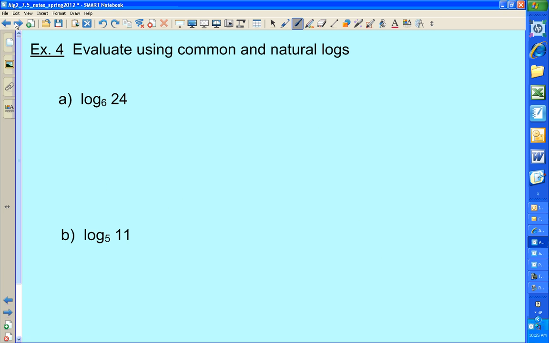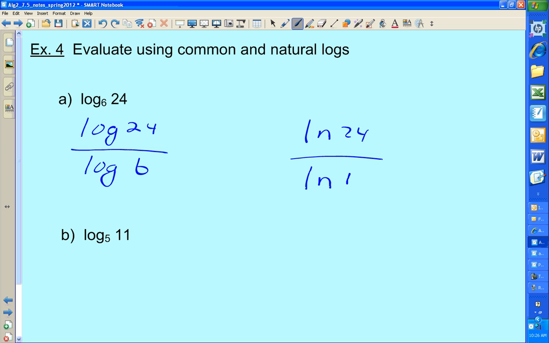So when you look at log base 6 of 24, and we want to do change of base, change of base is going to be log of 24 over the log of 6. And again, if you want to get crazy, do the natural log of 24 over the natural log of 6.